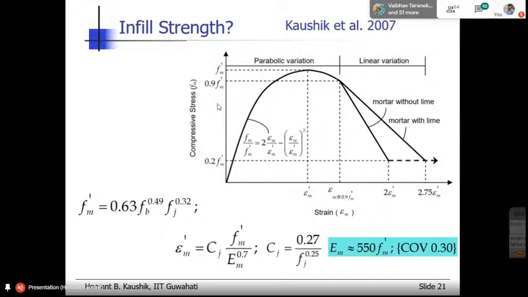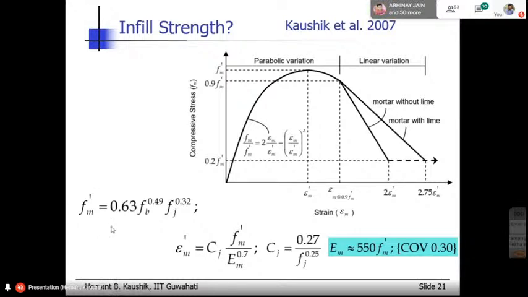So here is a stress strain curve proposed by me back in 2007. On the y-axis is the compressive stress, on the x-axis is the compressive strain. This is the compressive stress and strain for the masonry prism, the 5-brick high masonry prism. I tested hundreds of such masonry prisms during my PhD, along with tests carried out on single brick units and mortar cubes. Then I came up with this equation.